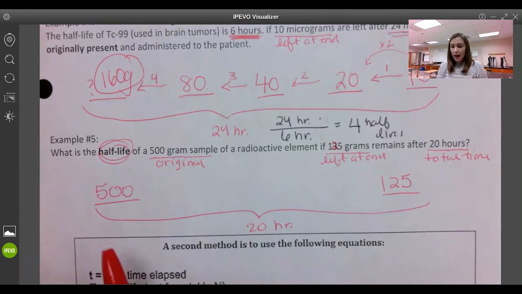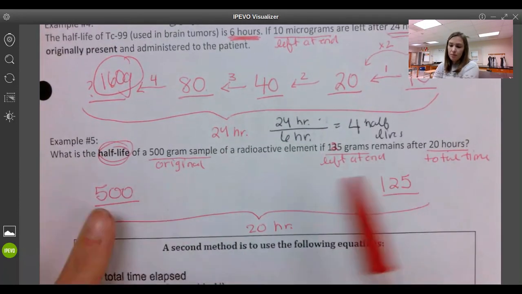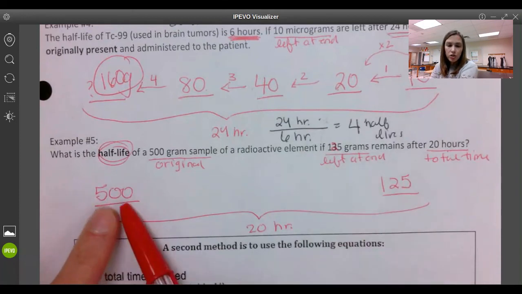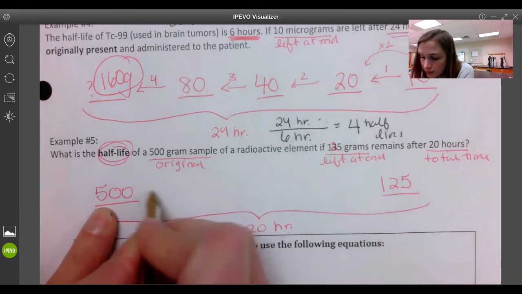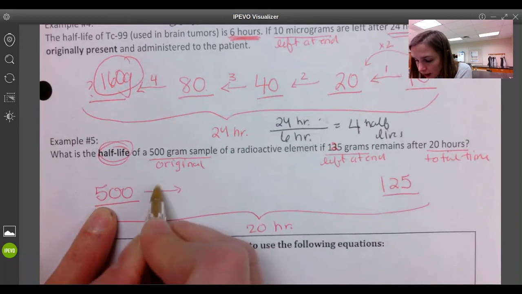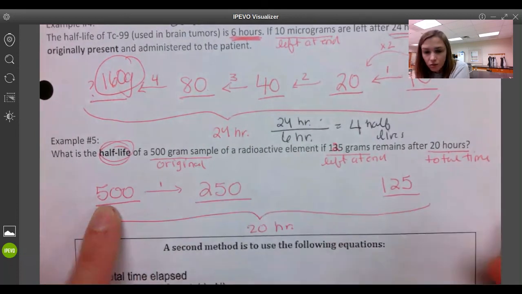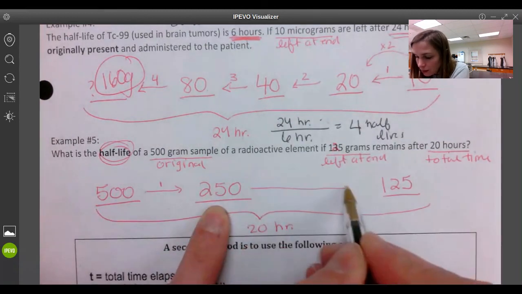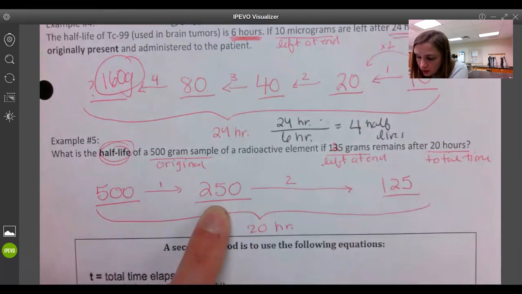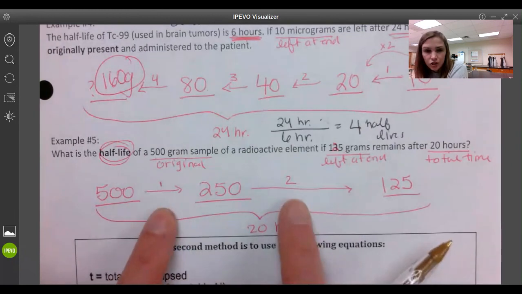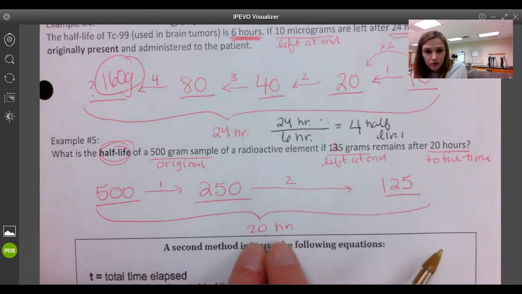In this one, I know my starting and ending amounts, and anytime you know the starting and ending amount, you're going to start by dividing this in half. So my 500, if I go through one half-life, would be 250. If I go through a second half-life, I would get to that 125. So that means I had 2 half-lives in those 20 hours.